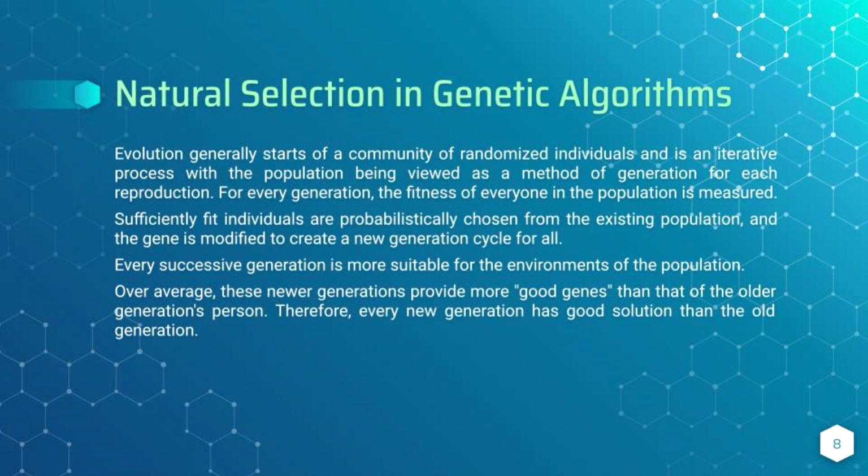Natural selection in genetic algorithms. First of all, a community of randomized individuals is taken, which is called a population. The whole population is a generation. Everyone in the population has their fitness measured through a fitness function. Now, depending on their fitness scores, the probability of them being chosen as a parent for the new generation is decided. That is, a higher fitness score results in a higher chance of being a parent for the next generation. This way, every new generation is more suitable for the environment and is fitter than the previous generation.